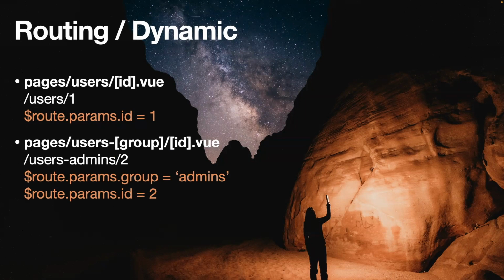So you can get even more crazy than that. You can have multiple dynamic parameters within a given URL and file. So here the directory is physically called users-[group]-[id]. And so with the URL being users-admin/2, it splits those out because it knows how to match these patterns. Group equals admins, ID equals 2.